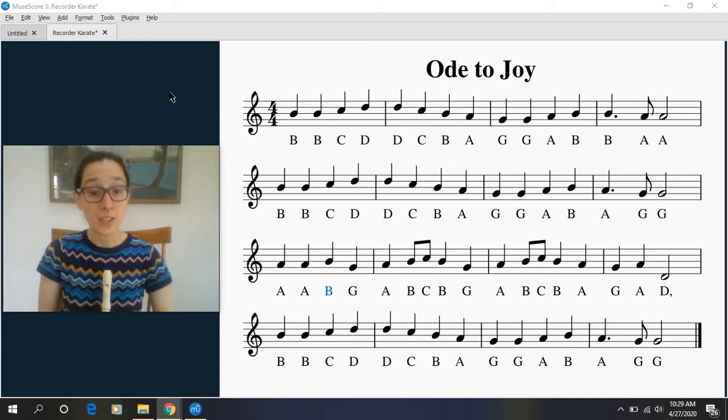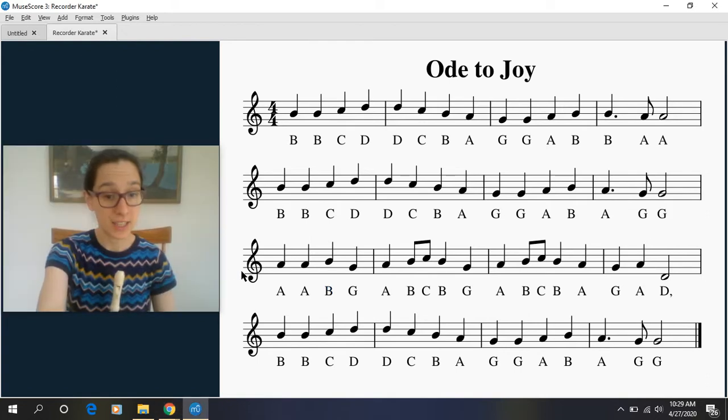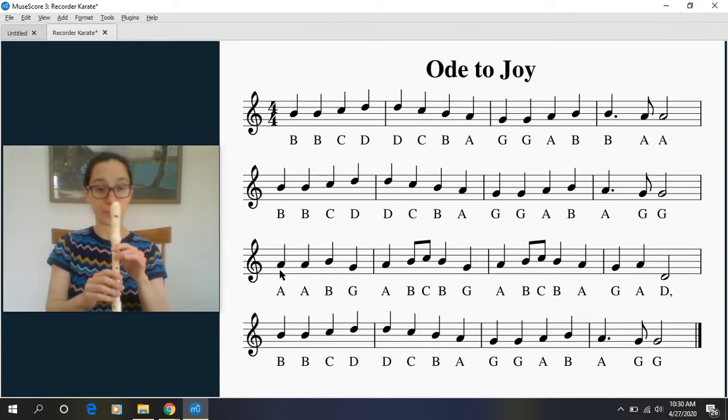Okay, fifth grade, so here is some help with Ode to Joy, specifically on this third line, which I know is tricky, especially right here. So first, just listen to the third line once. I'm starting on this A so that you hear the rhythm.